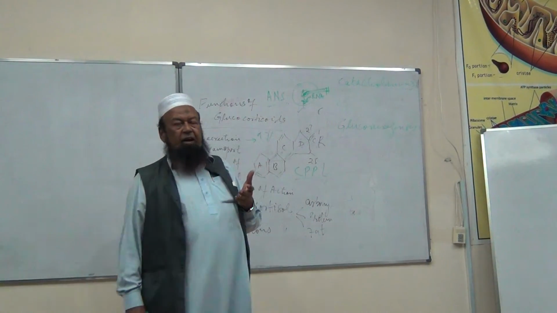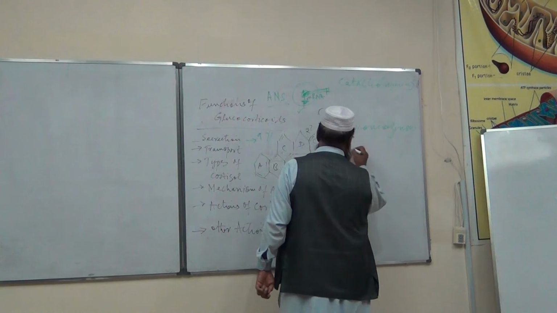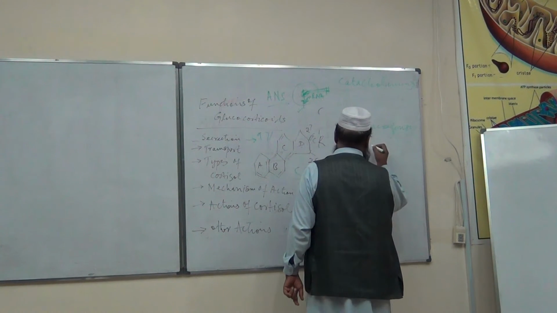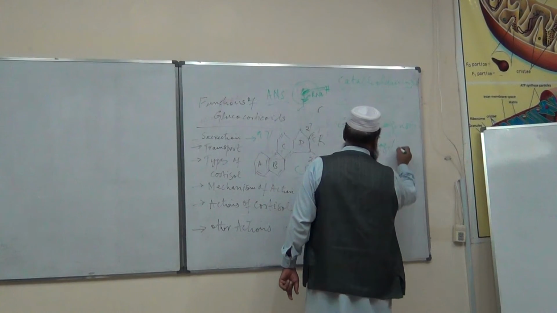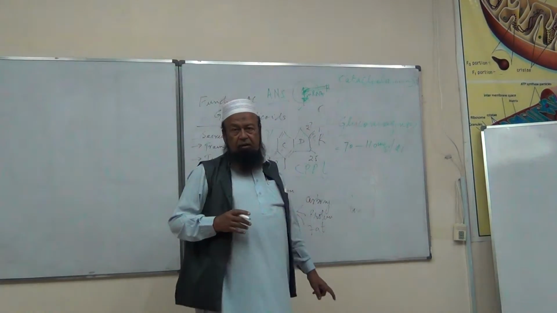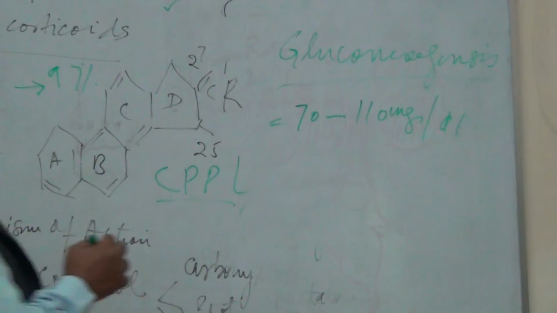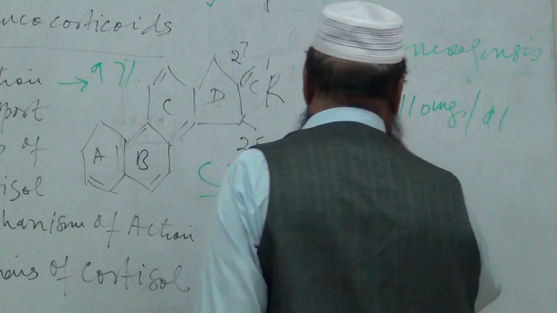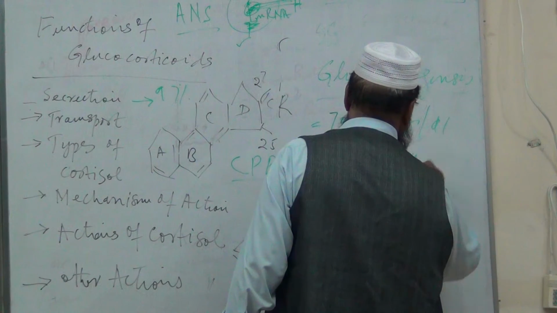So in this way it elevates the glucose level. Normally the glucose level in a healthy person is 70 to 110 milligram per deciliter of blood, but as far as the actions of this cortisol are concerned, this is called hyperglycemia.